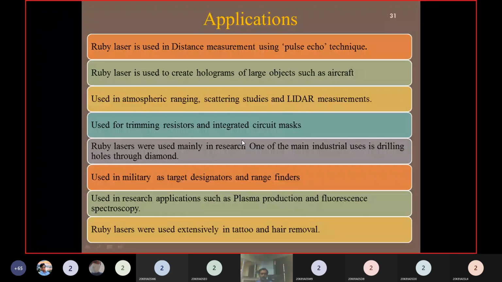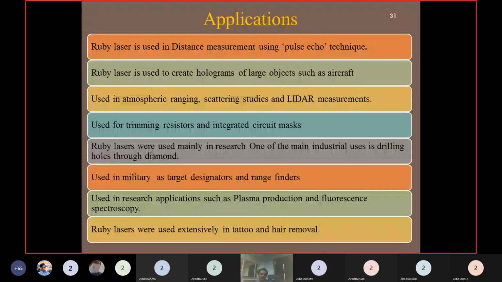So ruby lasers were used mainly in research. One of the main industrial uses is drilling holes through diamond. Okay, so for drilling holes in diamond, we can use the ruby rod. And it is also used in military as target designators and range finders. So for finding the range of the opposite soldiers, we will use this ruby rod and target designator. If you want to fix the target, we will use this as a target designator.